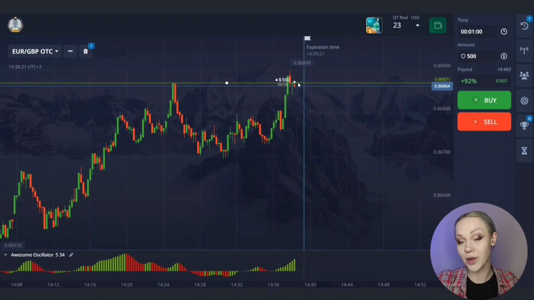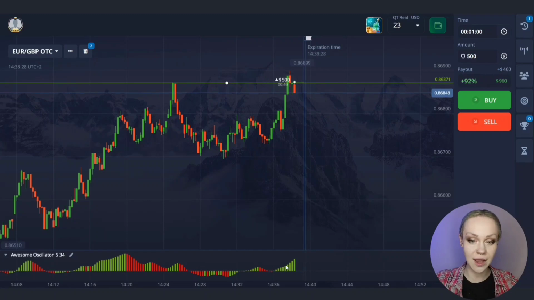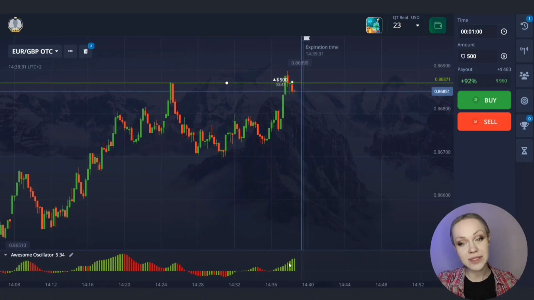We will try to make money on this upward movement as the price has already gone beyond the level. At the same time, a green histogram is formed on the indicator and volumes are increasing. It means that an upward movement is expected in the near future, so let's watch the price and wait for the result.